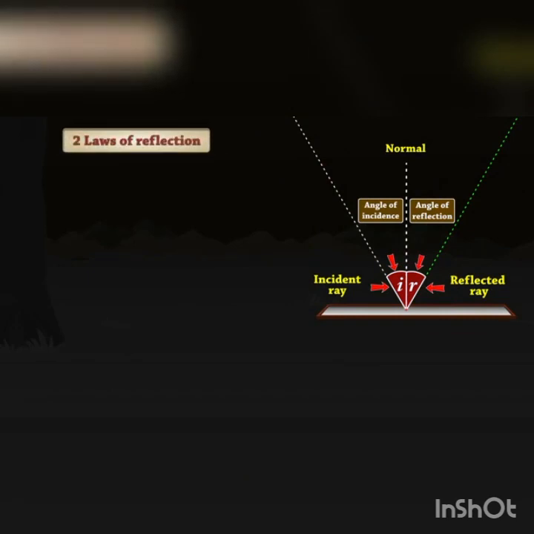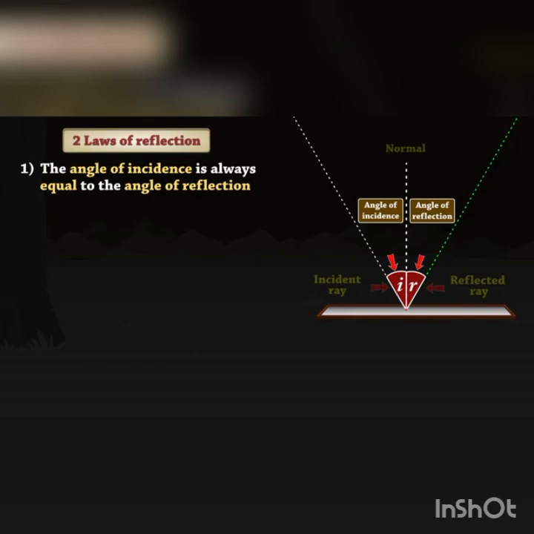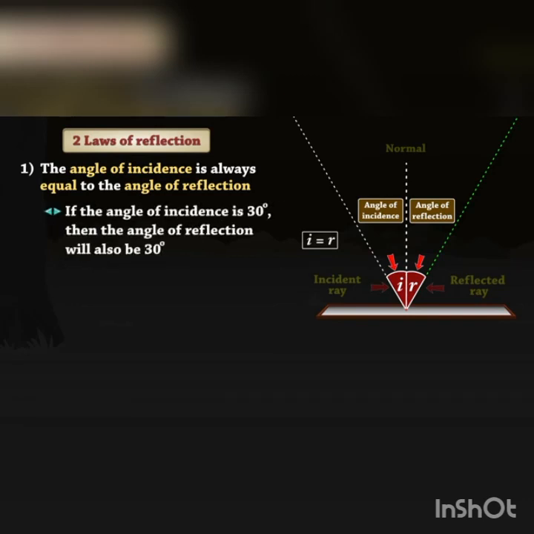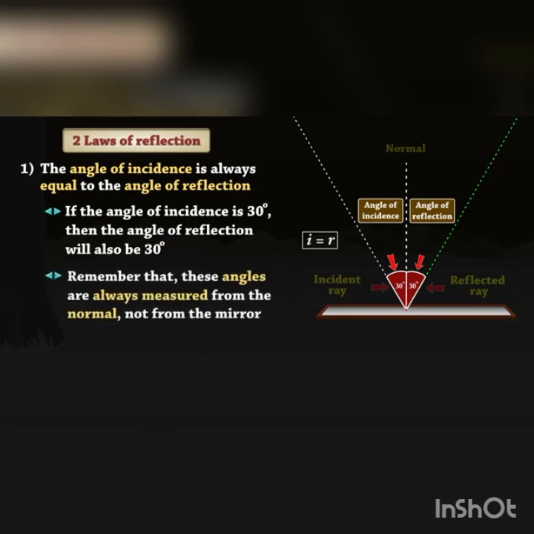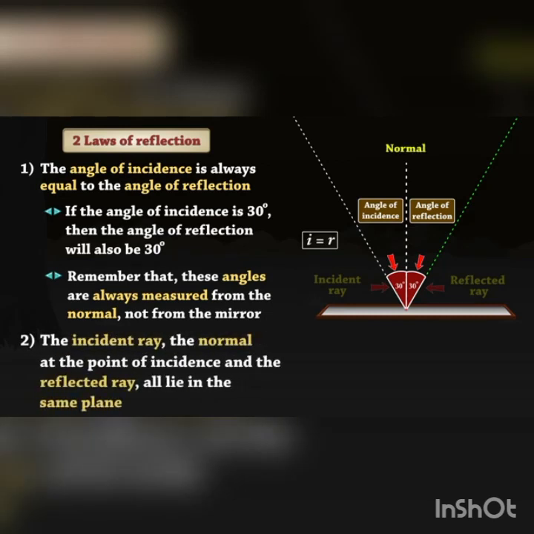Let us learn the two laws of reflection. The angle of incidence is always equal to the angle of reflection. If the angle of incidence is 30 degrees, then the angle of reflection will also be 30 degrees. Remember that these angles are always measured from the normal, not from the mirror. The incident ray, the normal at the point of incidence, and the reflected ray all lie in the same plane.